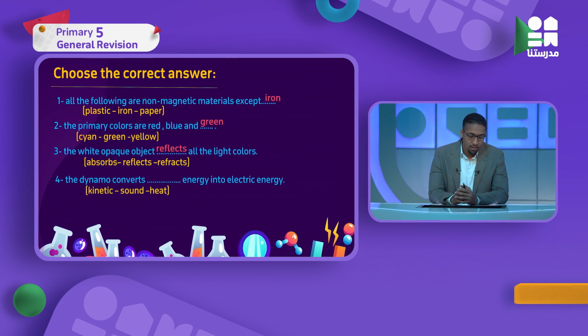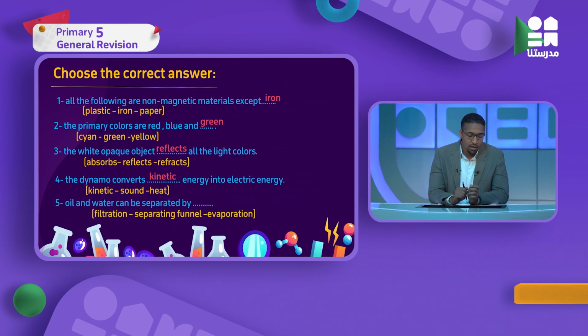Again, question number 4. The dynamo converts which energy into electric energy? Kinetic energy, sound energy, heat energy? No, we have to move the magnet. So the movement is called kinetic energy. So it is kinetic energy.